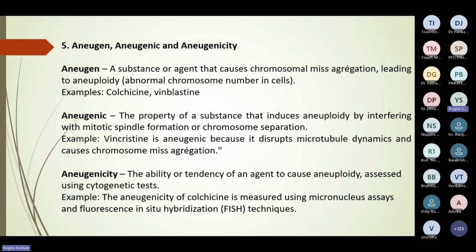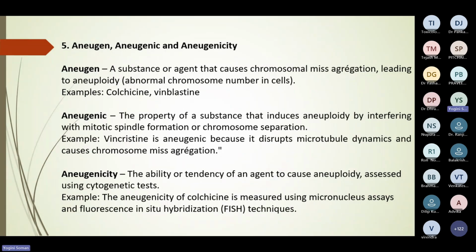The next term is aneugen, and aneugenicity. So what is an aneugen? An aneugen is a substance that causes abnormal missegregation, which leads to aneuploidy, meaning there is an abnormal chromosome number in the cells. For example, colchicine or vinblastine are known aneugens. Then aneugenic is the property of a substance to cause aneuploidy.